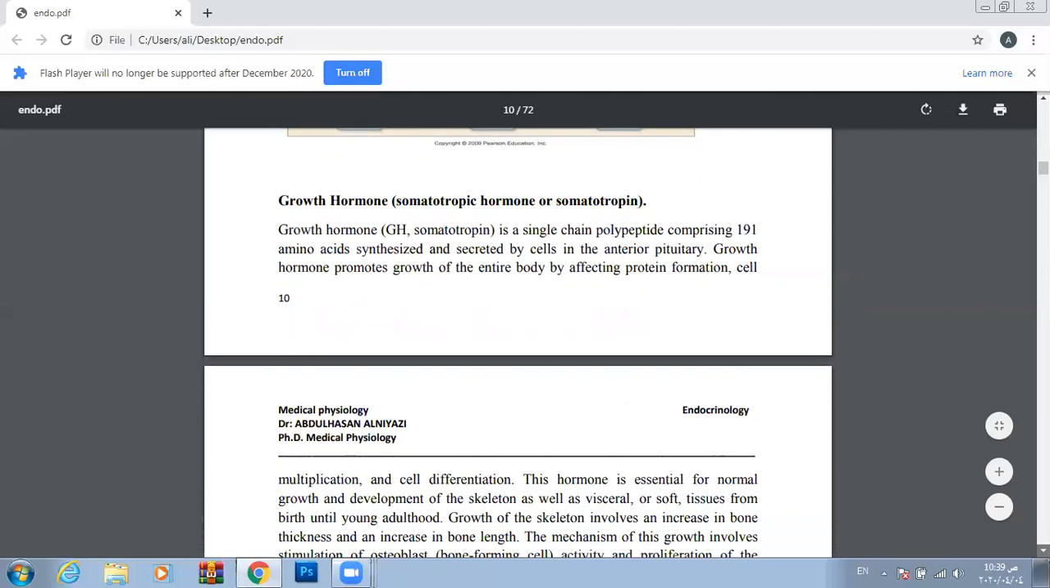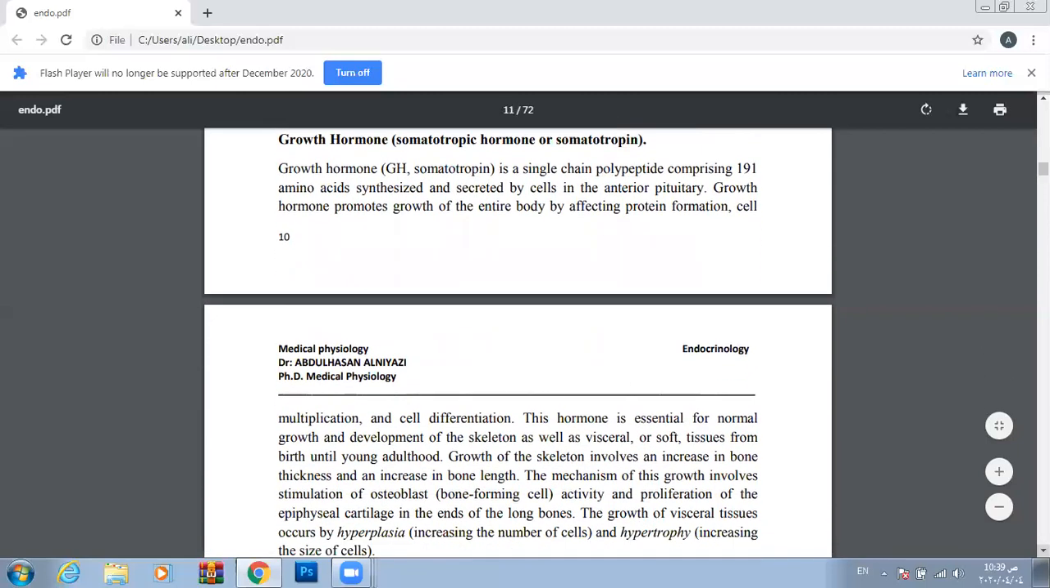Good. Let's discuss the first hormone, which is called the growth hormone or somatotropic hormone or sometimes somatotropin. Growth hormone, somatotropin, is a single chain polypeptide comprising 191 amino acids, synthesized and secreted by cells in the anterior pituitary gland. Growth hormone promotes growth of the entire body by affecting protein formation, cell multiplication, and cell differentiation.